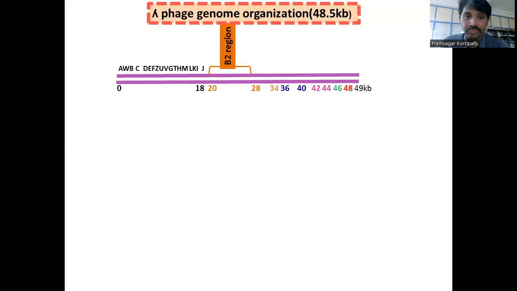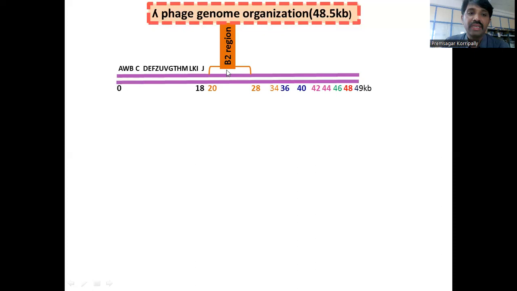You can see here on the left side, close to the left border, A, W, B, C, D, E, F, Z, U, V, G, T, H, M, L, K, I, J. These are the genes responsible for synthesis of capsid, or you can say head, tail, and assembly. This region lies between 0 kb and 18 kb.